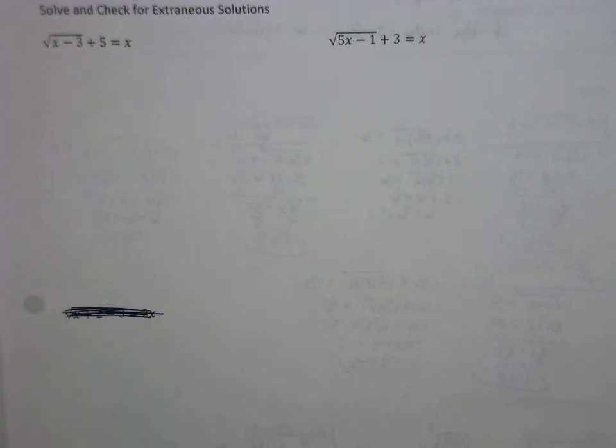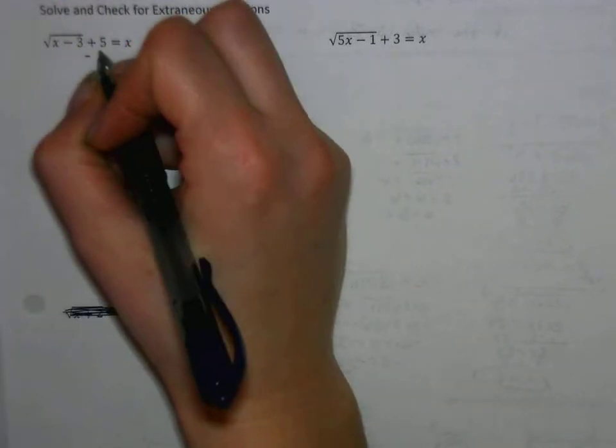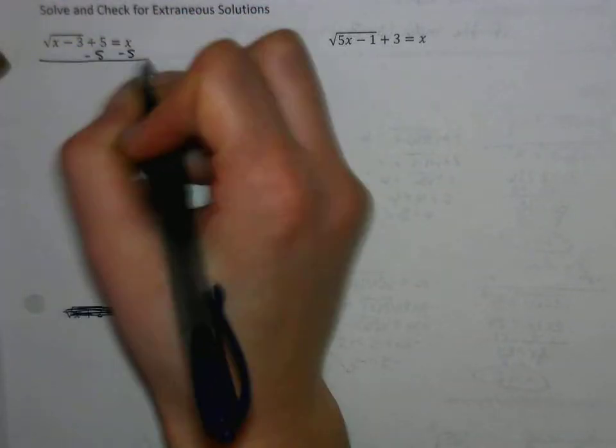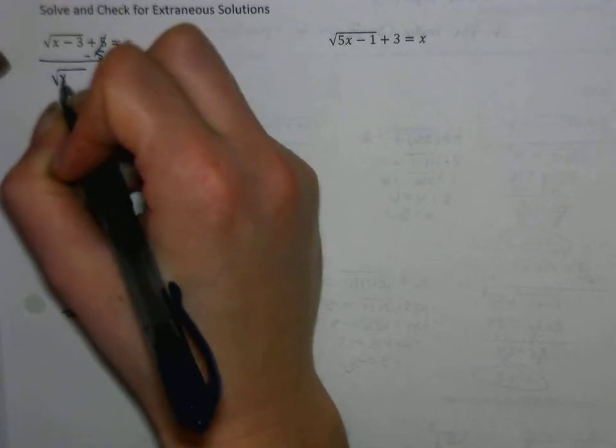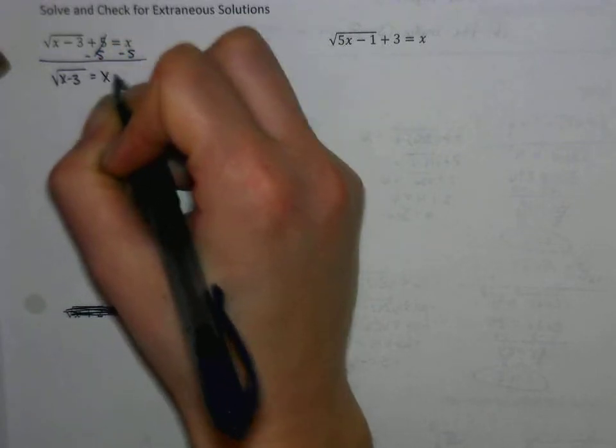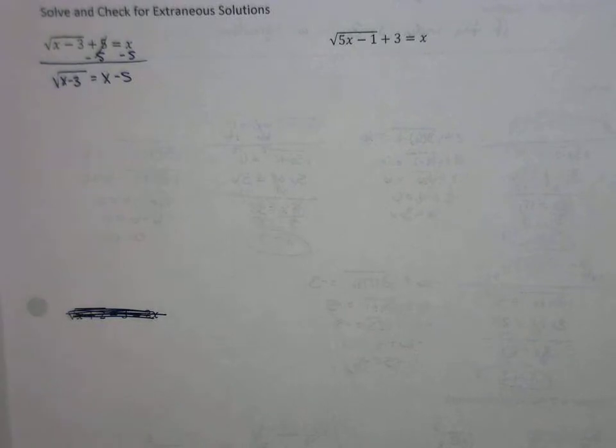Today we're going to be looking at solving and checking for extraneous solutions. So first, we need to subtract 5 from both sides of our equal sign. So we're left with the square root of x minus 3 equals x minus 5, since they're not like terms.